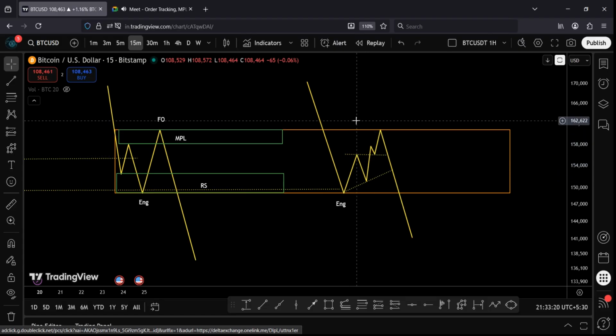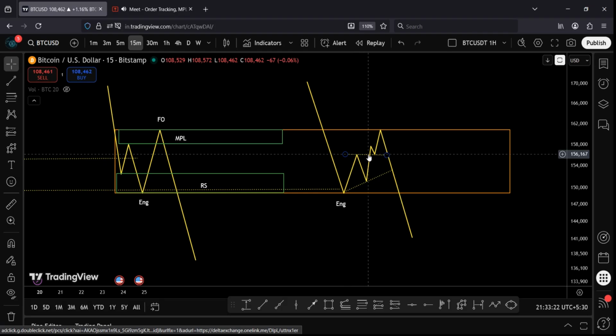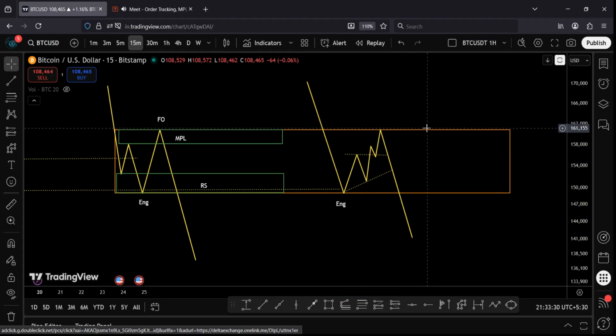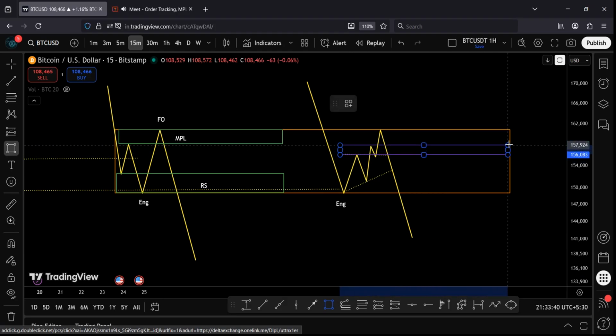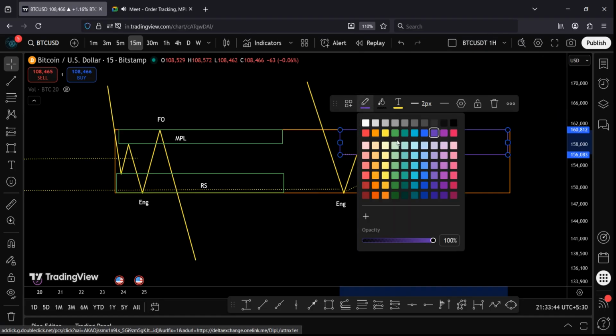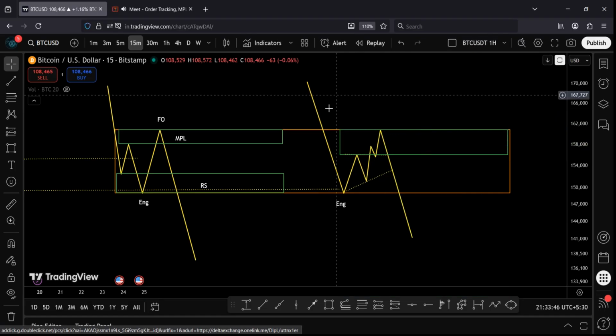So what will breakout traders do? They will try to enter in the market, right? What will happen? Where will our MPL zone be? Our MPL zone will be here, this area. This area will be our MPL zone, right?